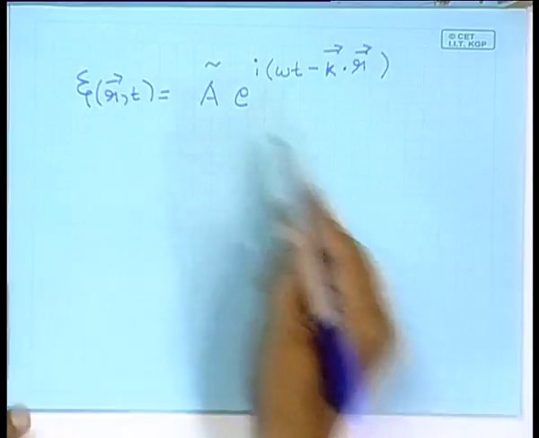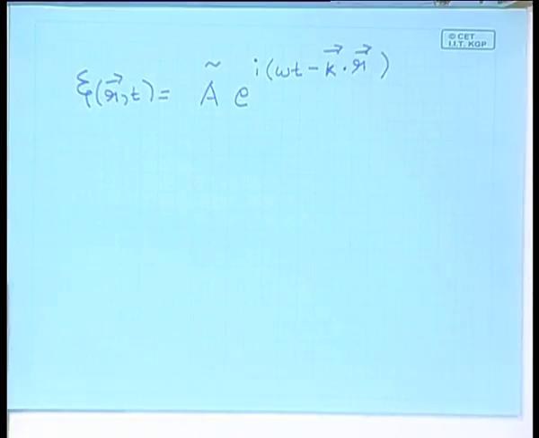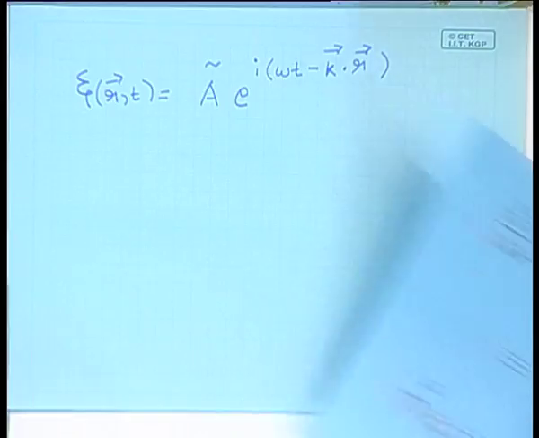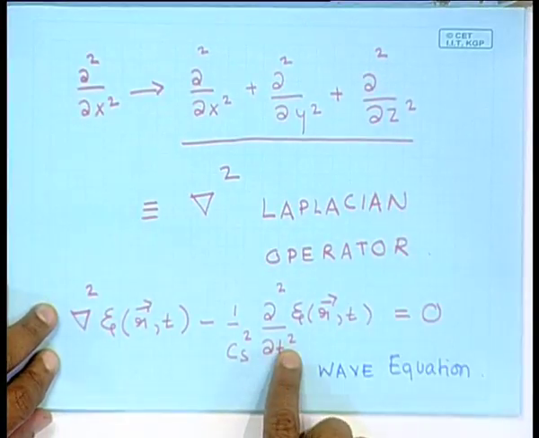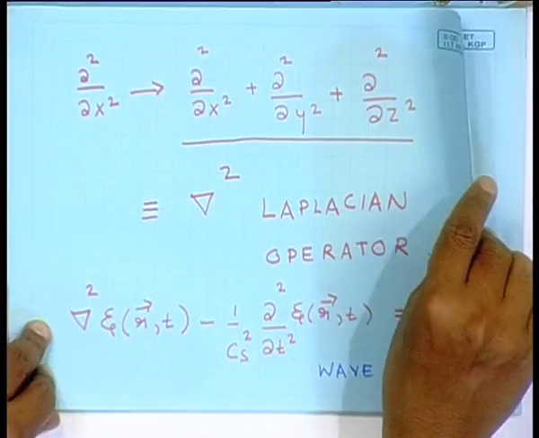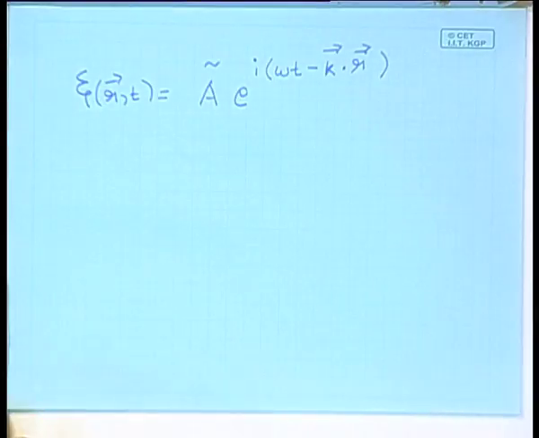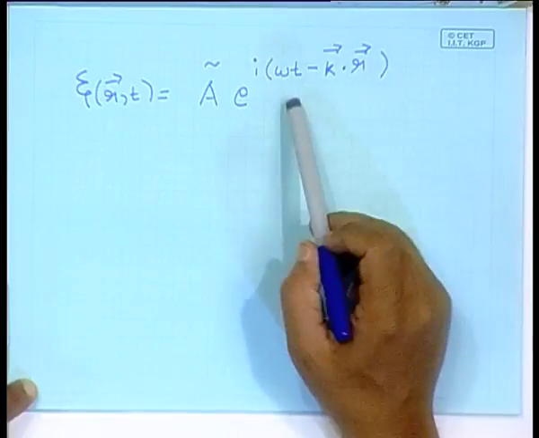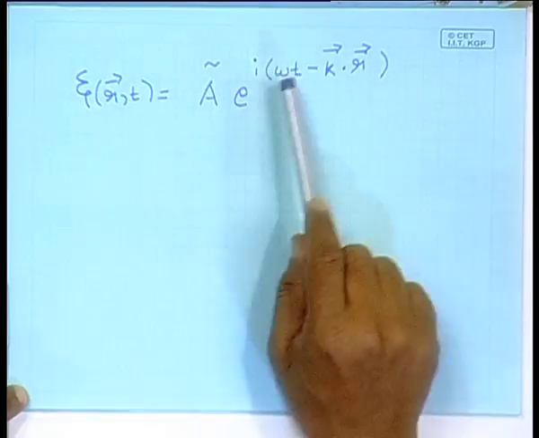So, we have already studied this represents a plane wave. Let us check if this plane wave is a solution to this wave equation that we have just derived. The plane wave which we have studied has a few unknown constants.